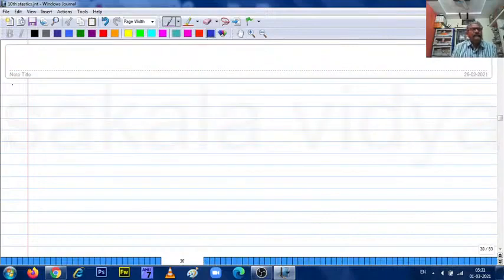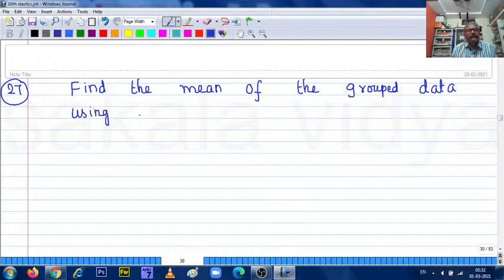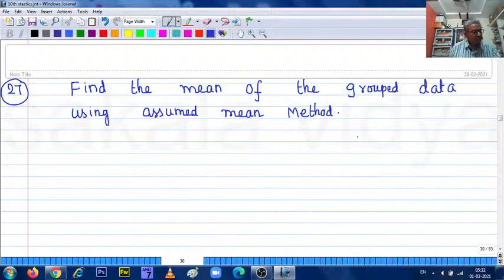So now the 27th question. Find the mean of the group data using assumed mean method.